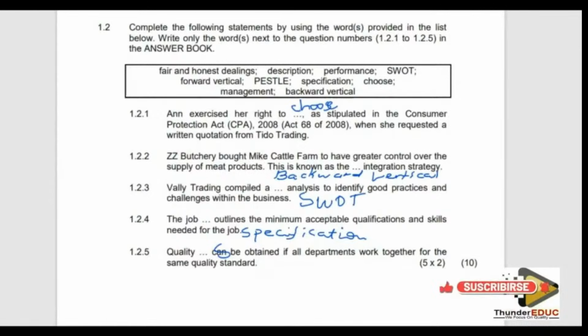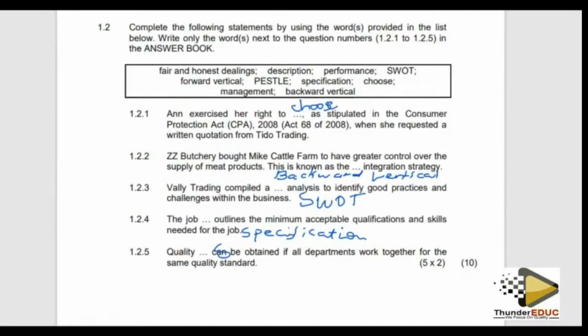So now the last one, we have 1.2.5. It does read like this. Quality can be obtained if all departments work together for the same quality standard. So remember, I did explain this performance. I said that each and every department should be in the position to know their mandate. They should be in the position to know what they are supposed to be doing.